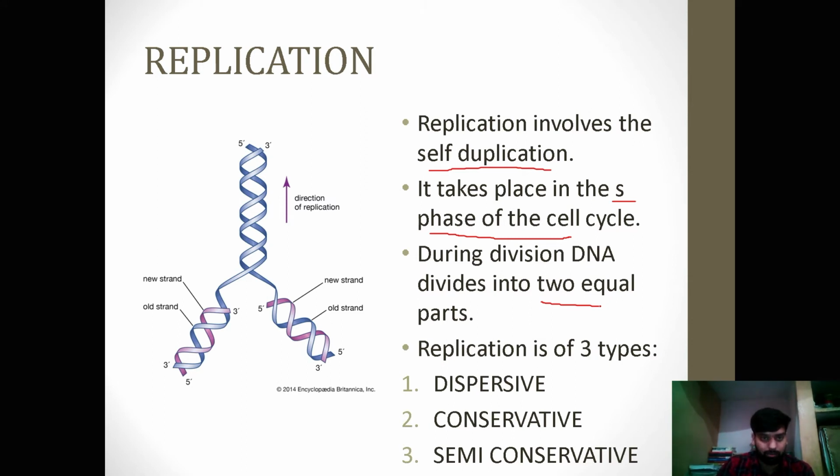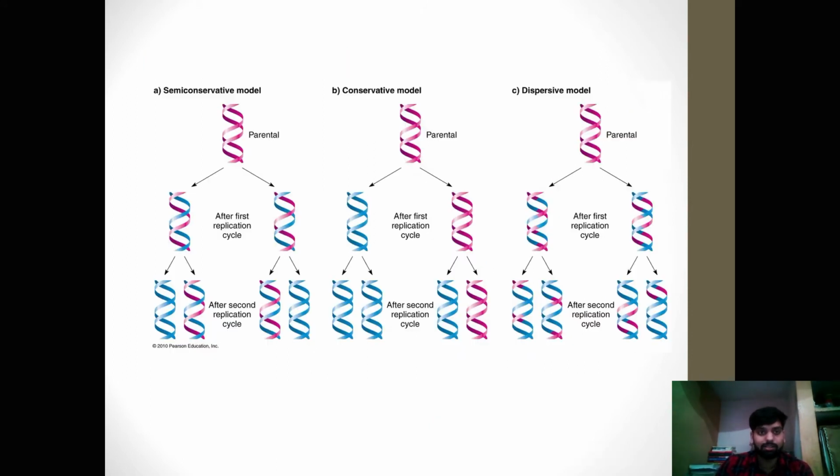So we can see in the image that there is an old strand in blue color, and the new strand that is formed from this old strand is of purple color. So each strand of the DNA molecule will form a new strand and duplicate itself. This is the process known as replication. In this image we can see the types of replication: semi-conservative, conservative and dispersive.